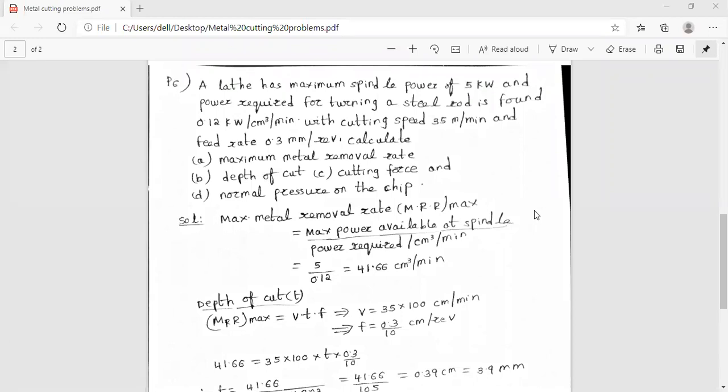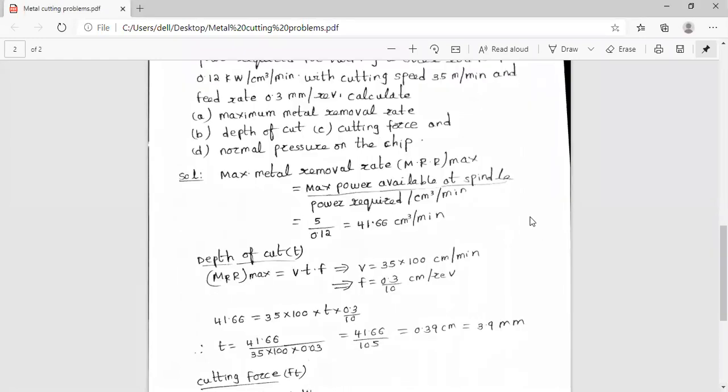It is nothing but the cutting speed into the depth of cut into feed. So first you have to convert the particular cutting speed and feed into the respective units. If the major unit is given in centimeter cube per minute, and suppose he is giving in meter cube per minute, you don't have to convert. The conversion of units is very much necessary, because if you are blindly doing the problem, you will not get the correct answer. The concept is very much important. The procedure is also important as well as the answer.